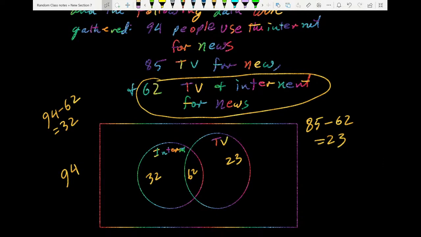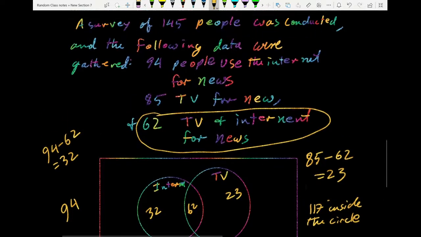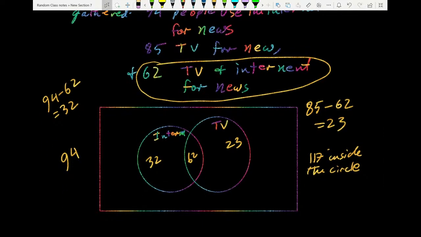Out of 145, how many people have I used so far? So add all these numbers: 32 plus 62 plus 23. I get 117 inside the circle. So how many people are left out? These 28 people don't use TV or internet to listen to the news. So now comes the hard part. Y'all ready?